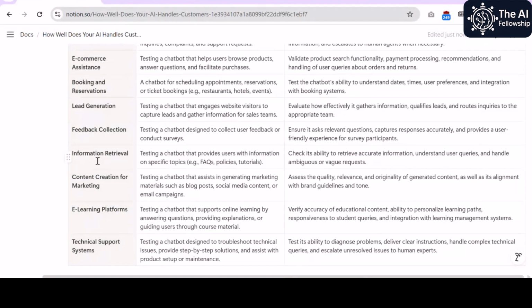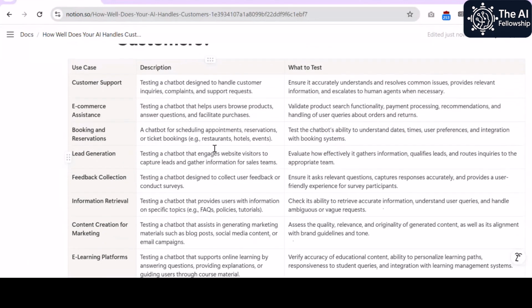Now this is one use case everyone has to deal with almost daily. We go through a new research paper or a book, we want to learn from a book, and typically these days everyone takes help of a chatbot. You'll upload it on NotebookLM, or you'll use ChatGPT or Perplexity. Okay, but information retrieval is one very, very common use case for everyone. Then we have e-learning platforms, technical support systems.